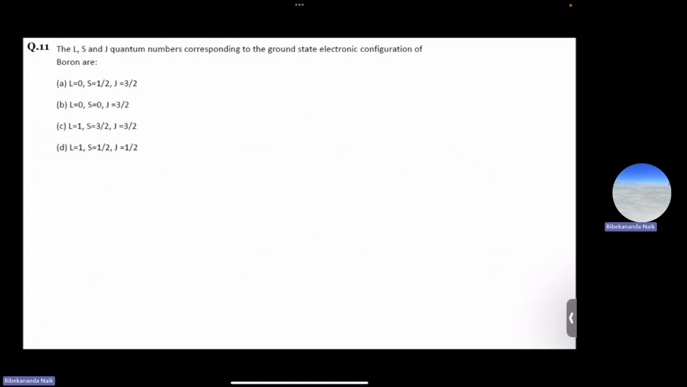Then question 11. The L, S, and J quantum numbers corresponding to the ground state electronic configuration of boron are: option A, L equal to 0, S equal to half, J equal to 3 by 2. Option B, L equal to 0, S equal to 0, J equal to 3 by 2. Option C, L equal to 1, S equal to 3 by 2, J equal to 3 by 2. And option D, L equal to 1, S equal to half, J equal to half. I'll give you 1 or 2 minutes to try it, then I will discuss.